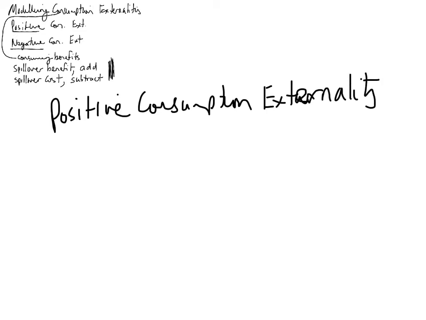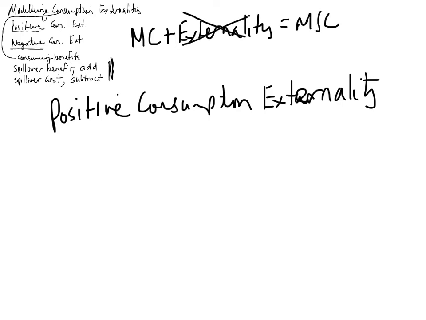Alright, so my little simplifying assumption is going to be that there are no production externalities. So let me just come up here. I'm going to go marginal cost plus externalities equals marginal social cost. And look, I'm going to assume that that's 0. So what we have is marginal cost equals marginal social cost equals supply. This is a simplifying assumption. It just helps us out.